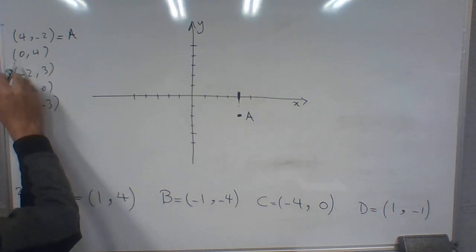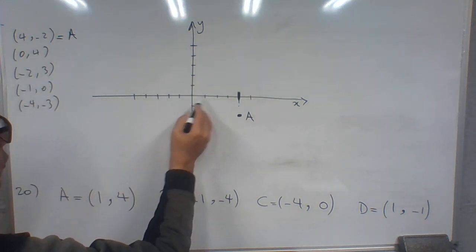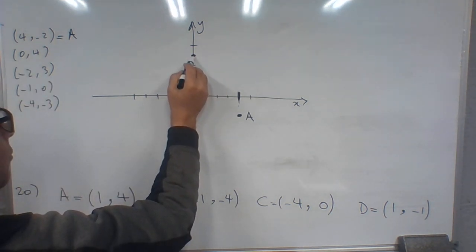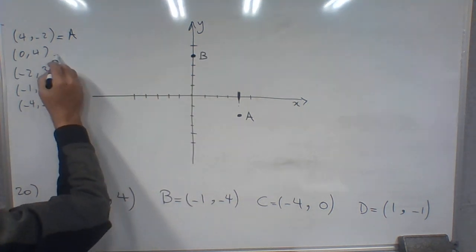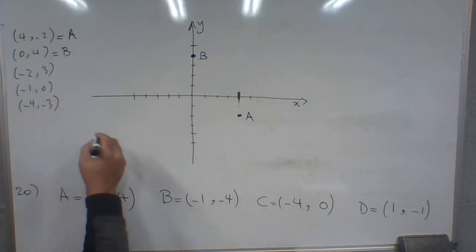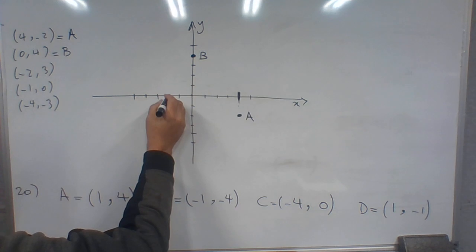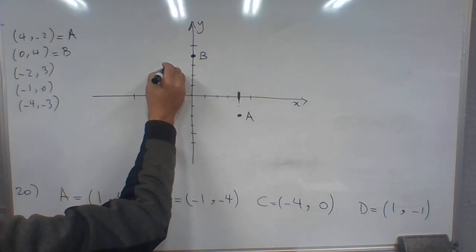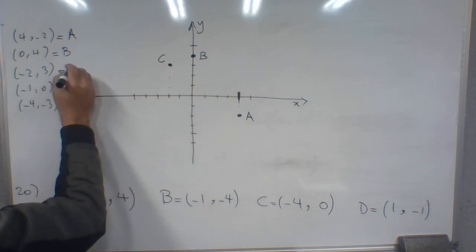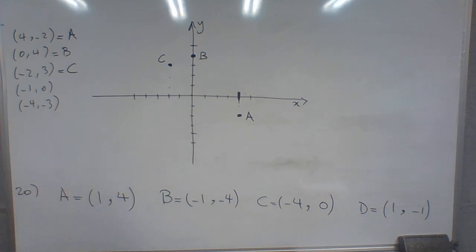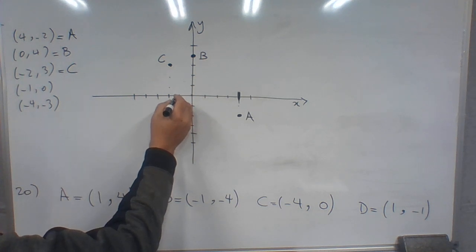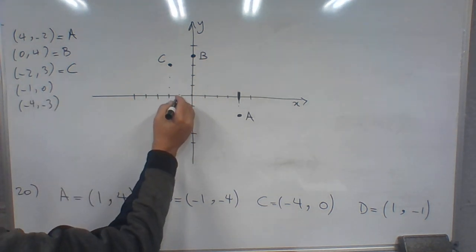And then point B, 0 in x direction. So it is no left or right, just here. And 4 units in y direction. 1, 2, 3, 4. So this is B. And then -2 and 3. -2 units in x direction, 3 units in y direction. So this will be C, 2 to the left, 3 to the top. And then -1 units to the left in x-axis, and no up or down. So 0 means no up or down. So this is point D.